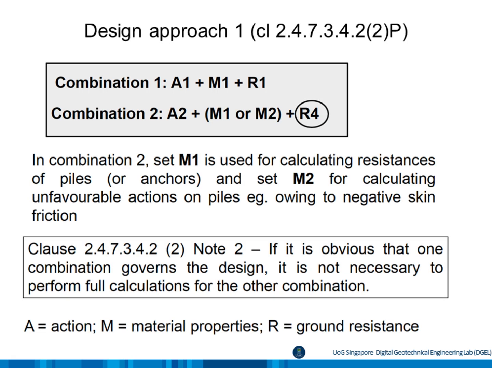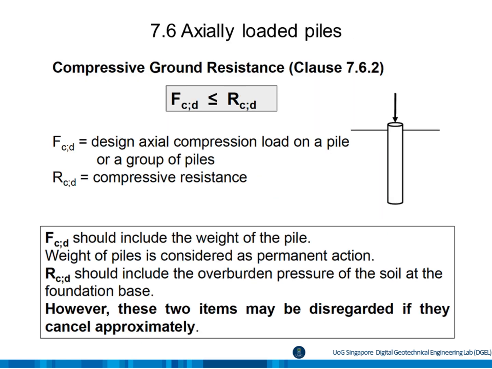report. According to Design Approach 1, we focus on Combination 2 when calculating pile resistance, using the M1 and R4 partial factors. The partial factors listed under M2 can be applied when calculating unfavorable actions on piles, such as negative skin friction. Clause 7.6 is the core section of EC7 for pile foundations.